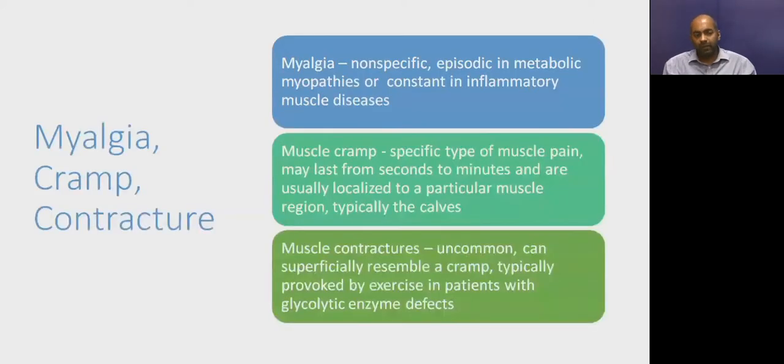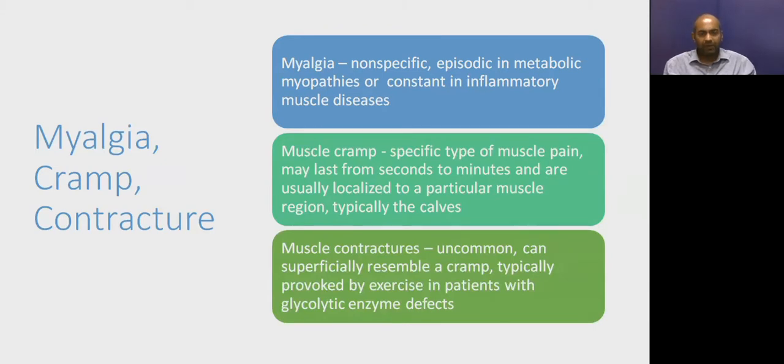Right. So coming to the positive symptoms which we have to ask about: myalgia, cramps, and contracture. Myalgia, again, is non-specific. It can be episodic in metabolic myopathies, or it can be constant muscle pain in inflammatory myopathies.